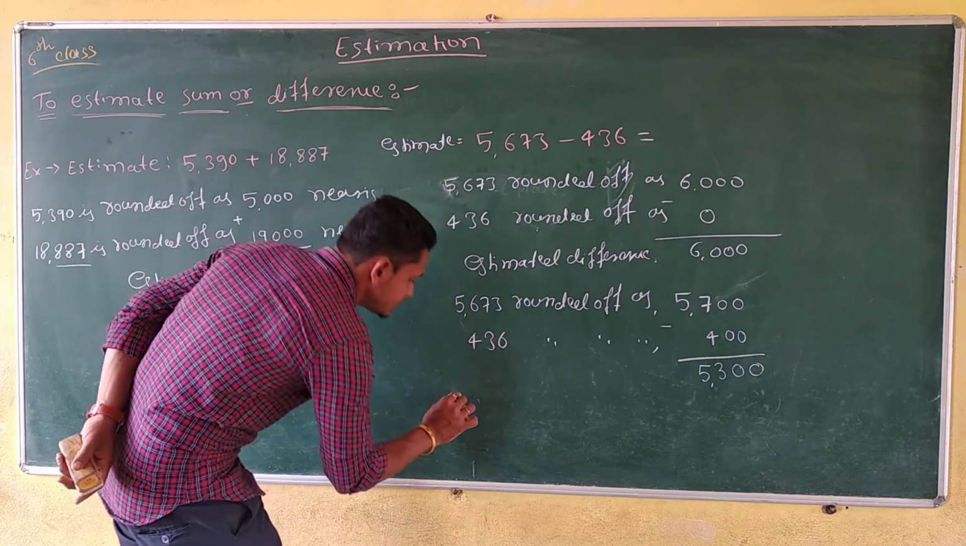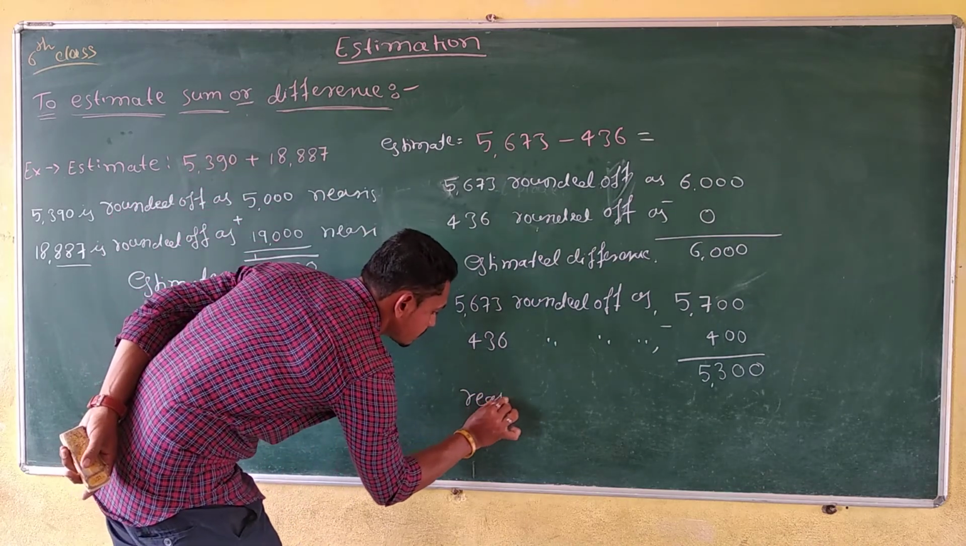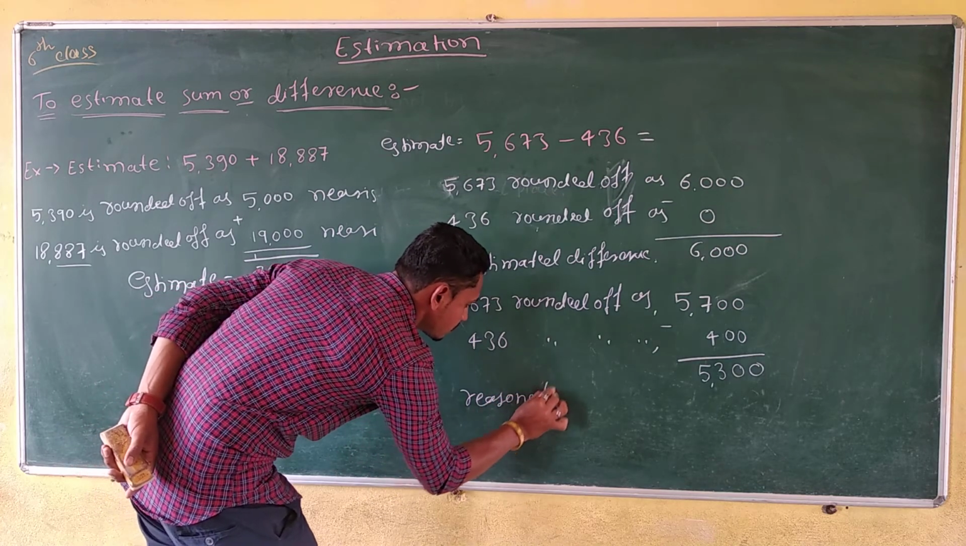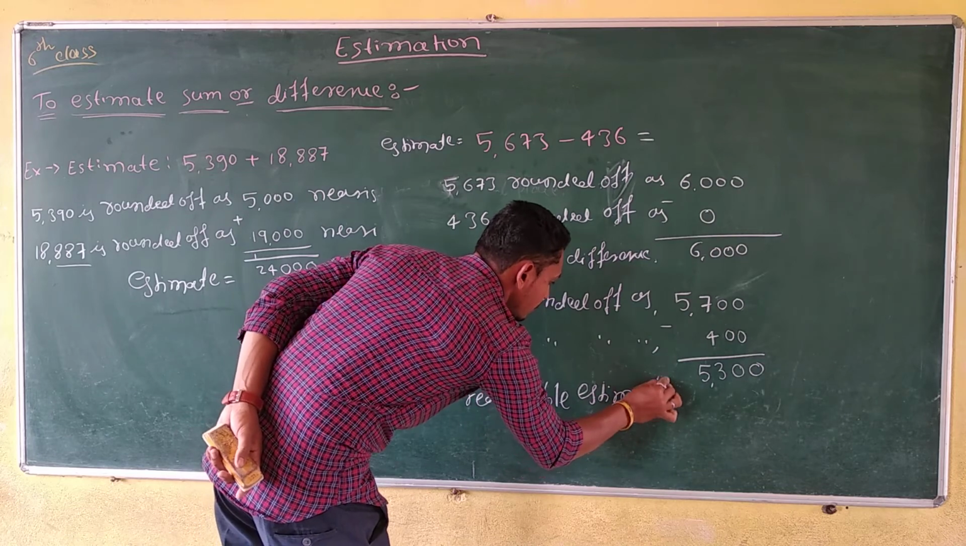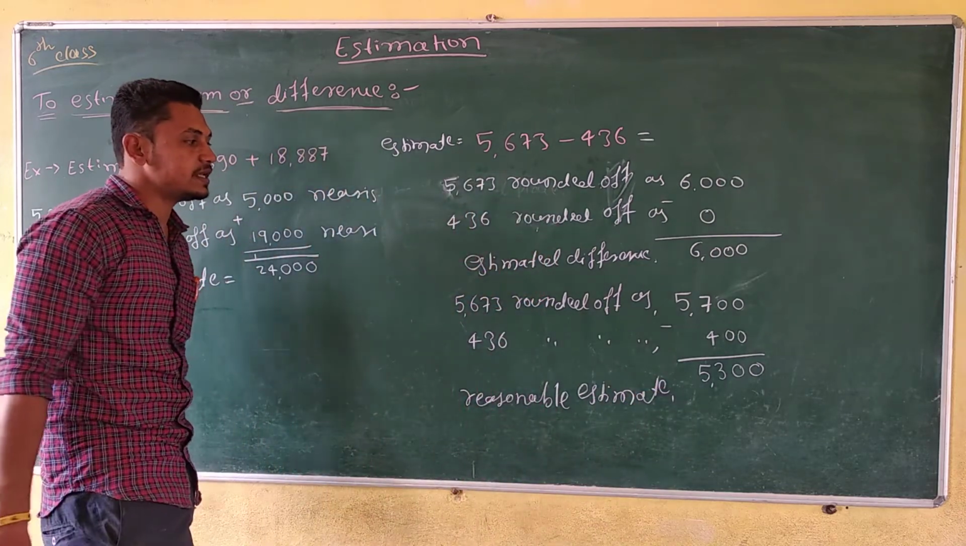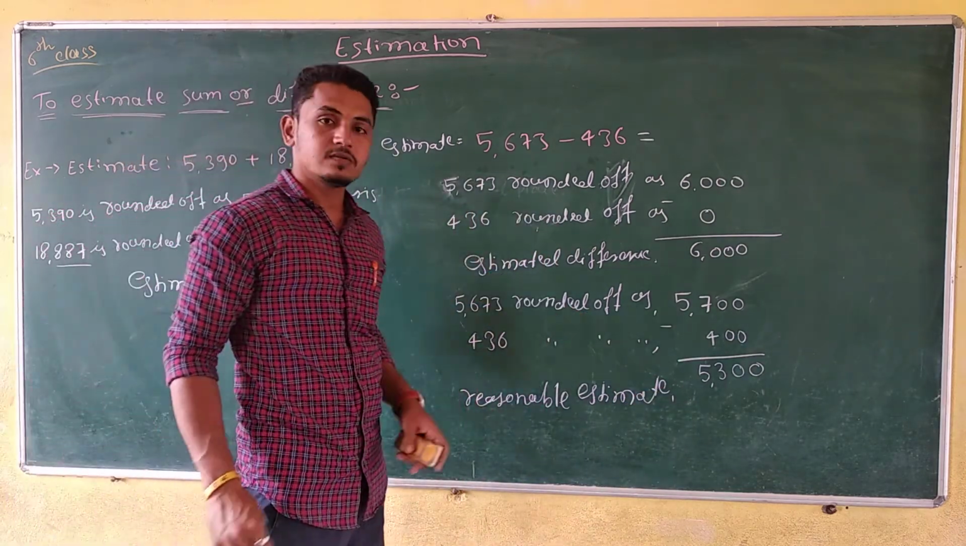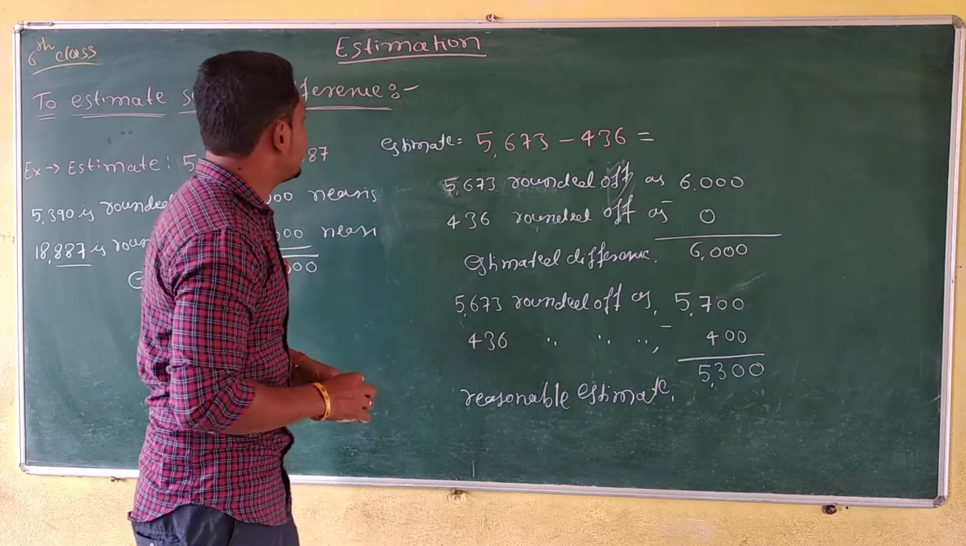So that's why this is the perfect, reasonable estimate. The reasonable estimate of the difference is 5300. Okay, so we shall stop here.